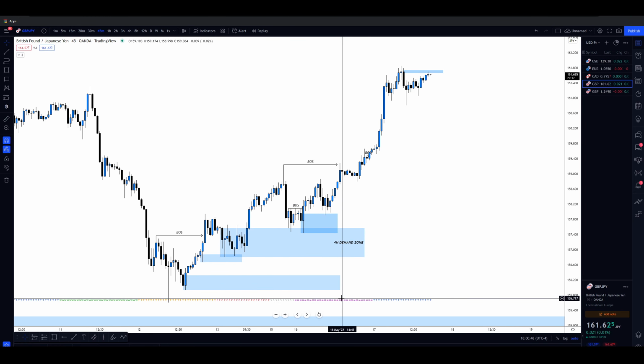So let's just call it the weekend strategy. What is this weekend strategy and how do you use it? It's really simple and it's not hard at all.